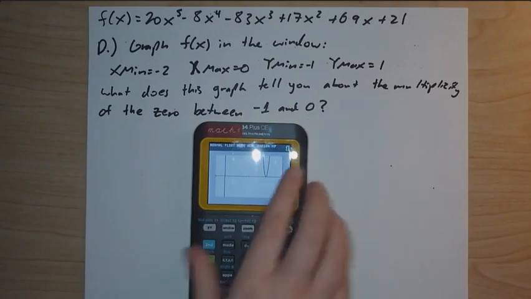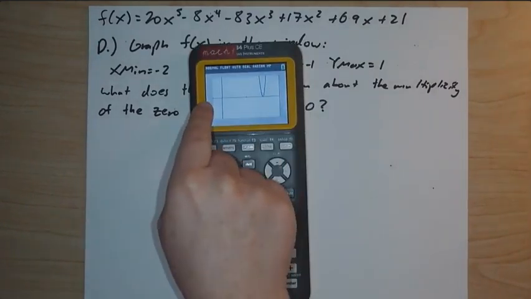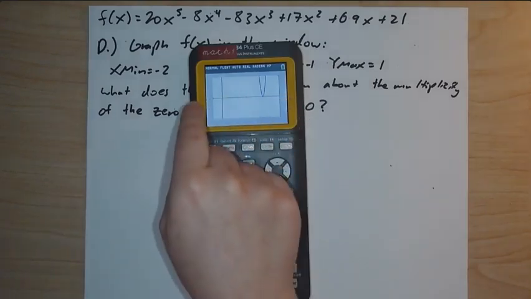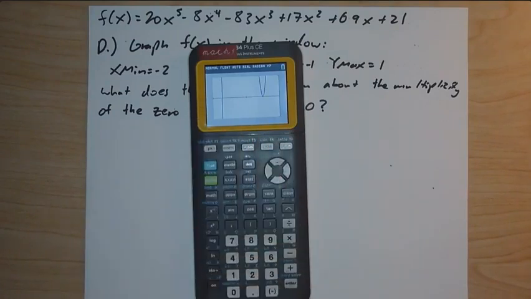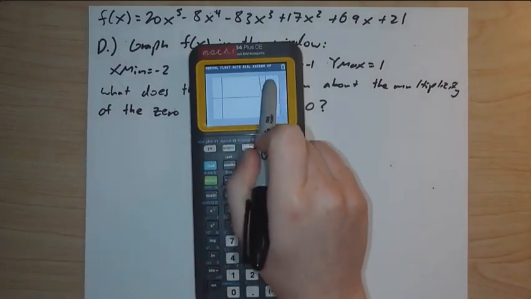And it asks, what does this graph tell you about the multiplicity of the 0 between -1 and 0? So on this graph, this is the window from -2 to 0. 0 is on this right-hand side, and -2 is on this left-hand side. And it asks about the 0 between -1 and 0. So that's to the right-hand side of this graph.